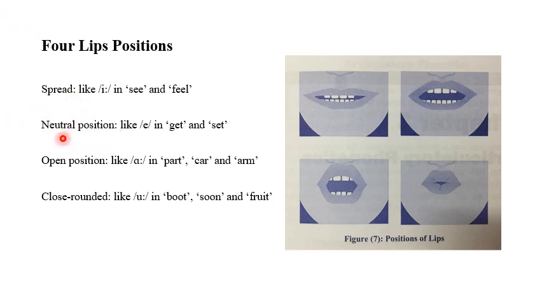Now, the neutral position, which is this one. So, the neutral position happens when we pronounce sounds like e in words like get and set. So try to pronounce get and set. So in a neutral position, your lips are relaxed with a medium lowering of the lower jaw. So relaxed lips with a medium lowering of the lower jaw. Again, the sound is e, like in get and set.